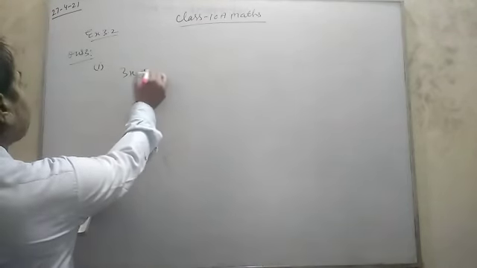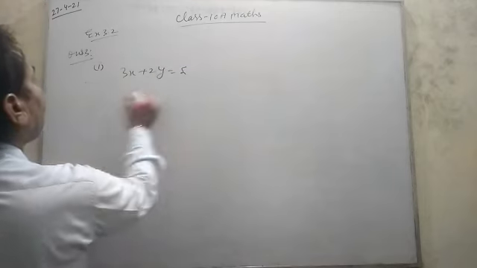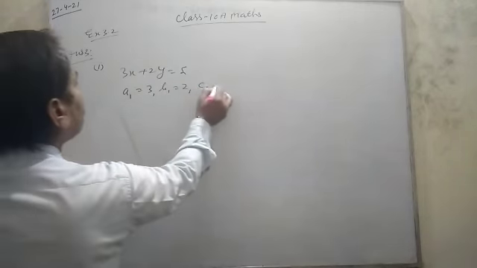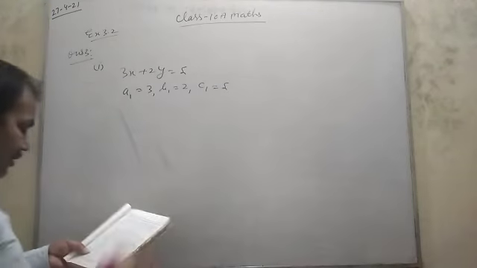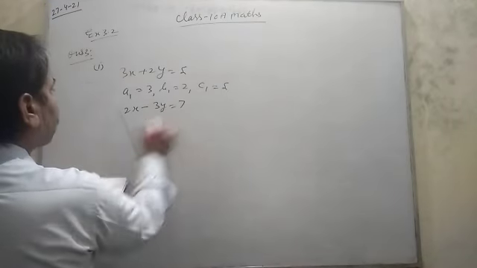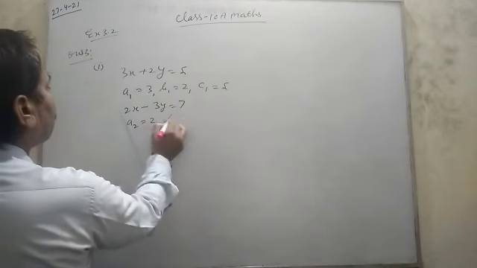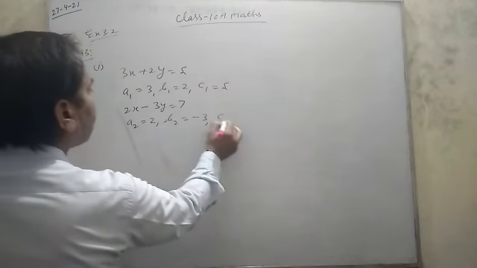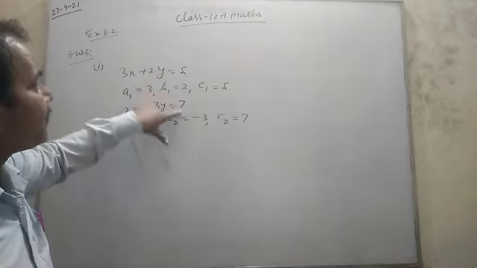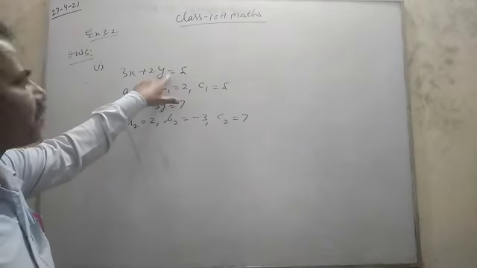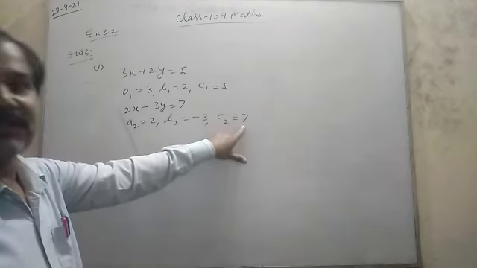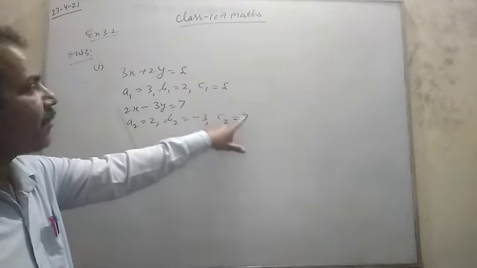So 3x plus 2y equal to 5. So a1 is equal to 3, b1 is equal to 2, c1 is equal to 5. And the second equation, 2x minus 3y is equal to 7. So a2 is equal to 2, b2 is equal to minus 3 and c2 is equal to 7. One thing, listen carefully here. 5 and 7, you can also transfer to this side. Then c1 is minus 5 and c2 is also minus 7.